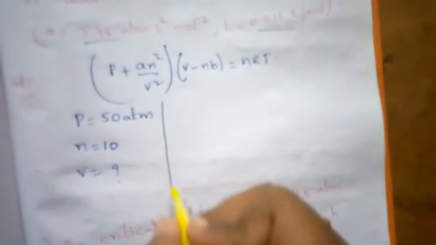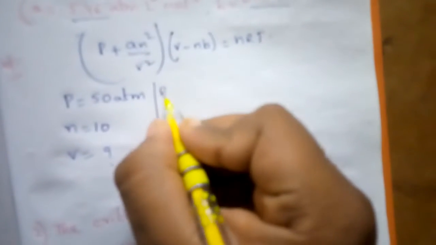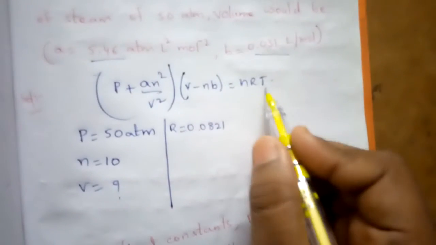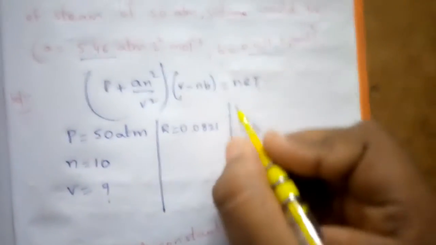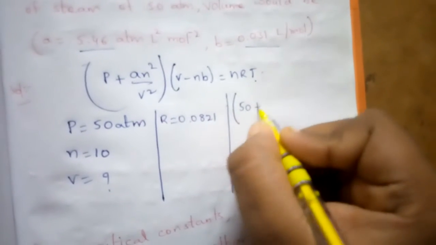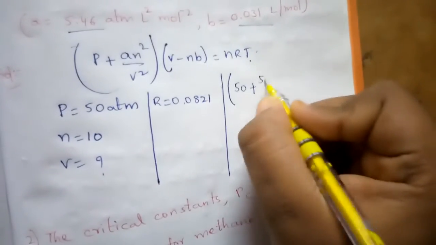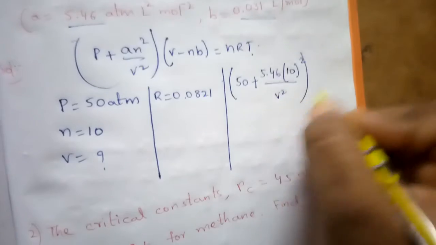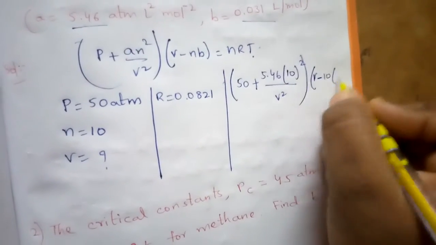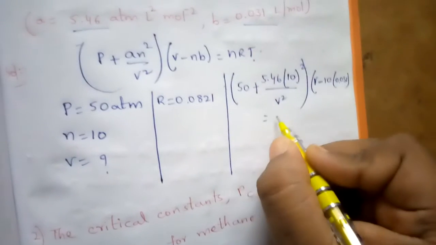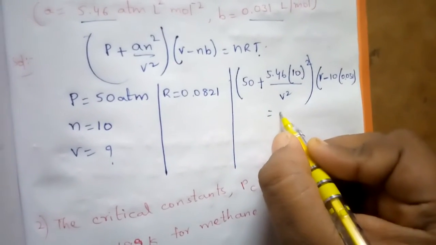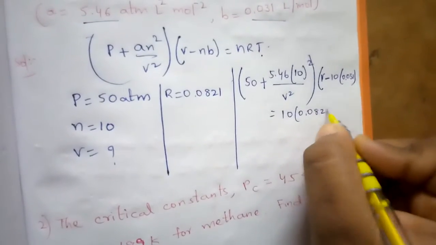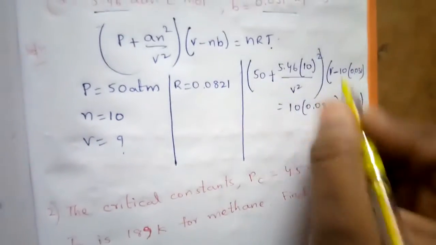Okay, and R, I think you people know, R equals 0.0821 atmosphere liter per Kelvin per mole. Okay, and temperature was given as 1832 Kelvin. Just substitute in this formula. Pressure 50 plus, what is a here? a is 5.46, n here is 10, squared by volume, which you need to find out, into V minus 10 into 0.031 equals nRT. Sorry, n is 10 into R is 0.0821 into 1832. If you solve this one, you are going to get this one.